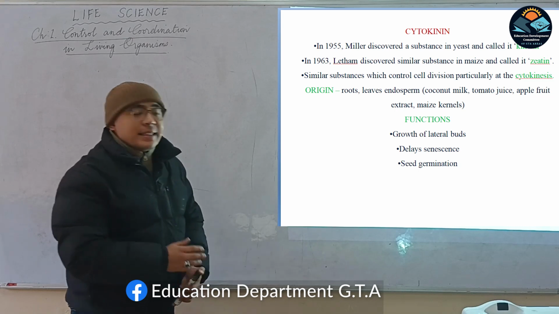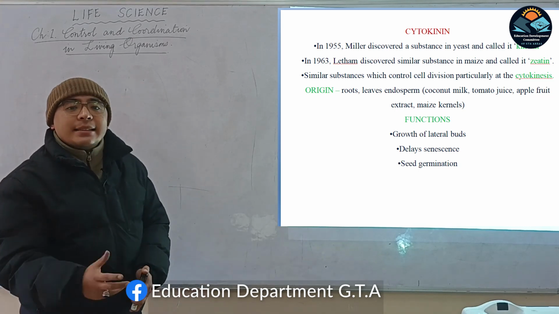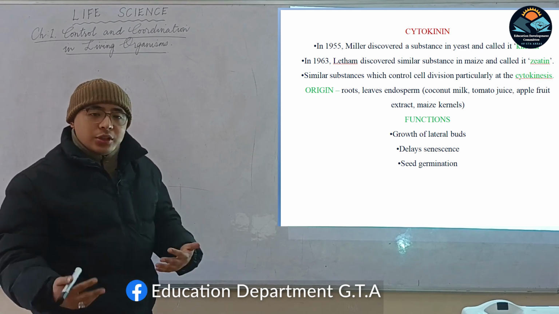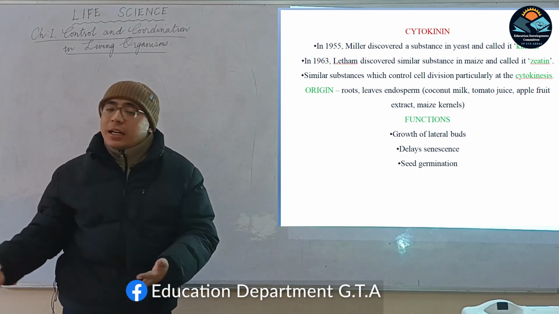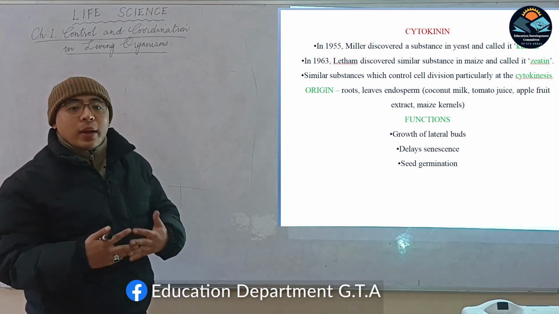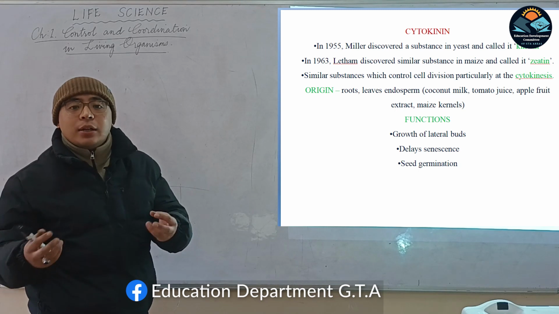Number 2, it delays senescence. Senescence means aging. As time progresses, we all age. Human beings, animals, plants, we all age. So naturally, aging brings about wear and tear. And wear and tear can cause some parts of the plant to fall off.